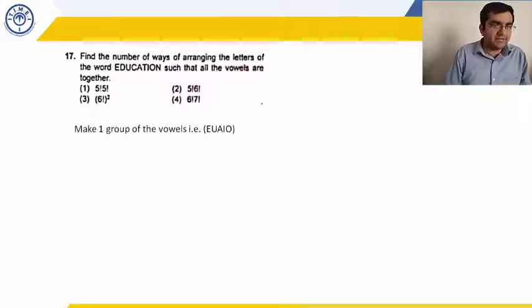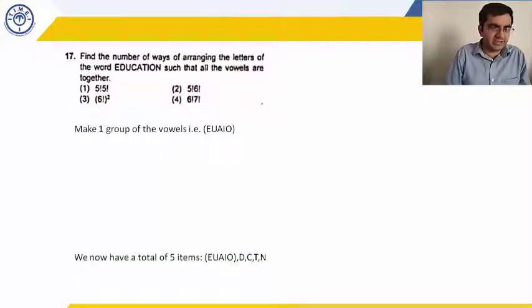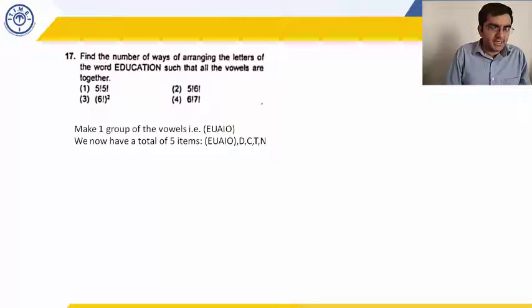Okay, so we have 5 vowels out of a total of 9 letters available in education. So in total we have 5 items, 4 consonants and 5 vowels forming one group. So one group and 4 consonants. So these can be arranged in 5 factorial ways?